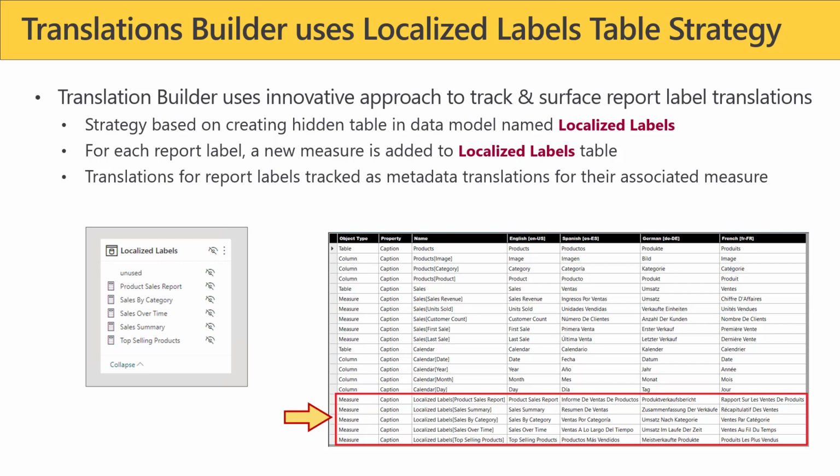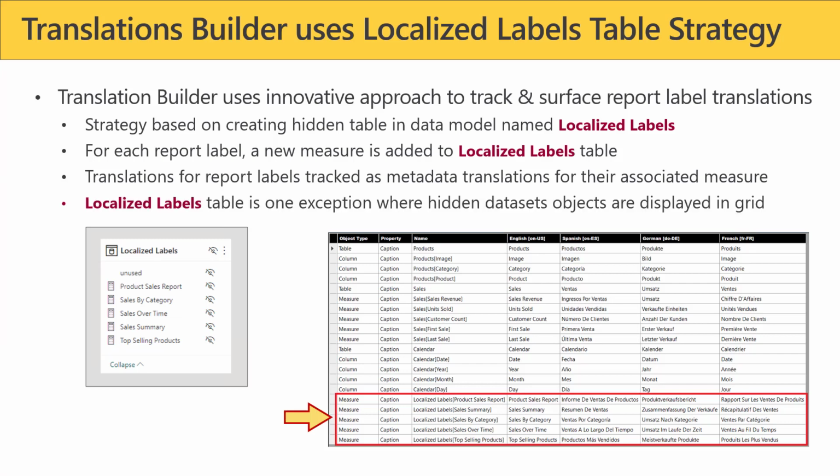Now, an important part of the strategy is the localized label table is used to collect and store the metadata, but it's not used to surface them. We'll see a little bit more about that later. But the idea is that as long as each report label is represented by a measure, that measure then has the ability to add translations, just like all the other dataset objects in the current project.